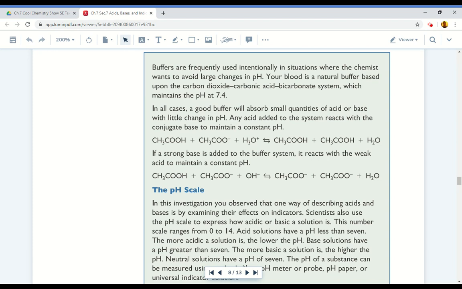Buffers are frequently used intentionally in situations where the chemist wants to avoid large changes in pH. Your blood is a natural buffer based upon the carbon dioxide, carbonic acid, bicarbonate system, which maintains the pH at 7.4. In all cases, a good buffer will absorb small quantities of acid or base with little change in pH. Any acid added to the system reacts with the conjugate base to maintain a constant pH. If a strong base is added to the buffer system, it reacts with the weak acid to maintain a constant pH.